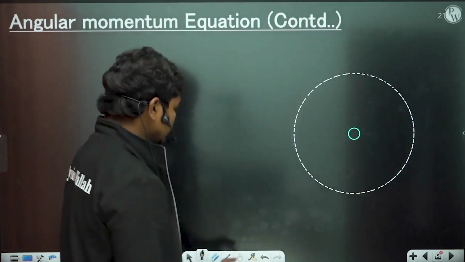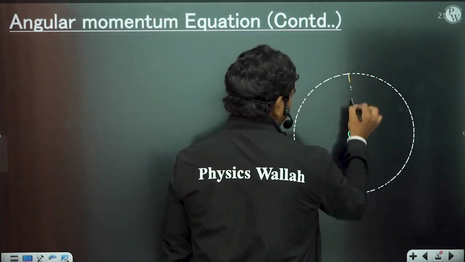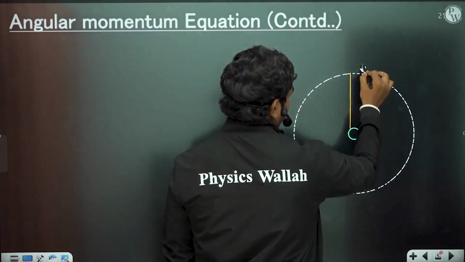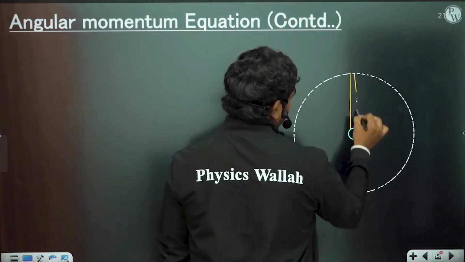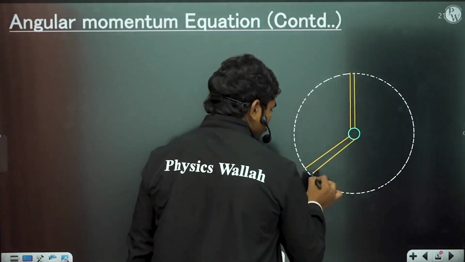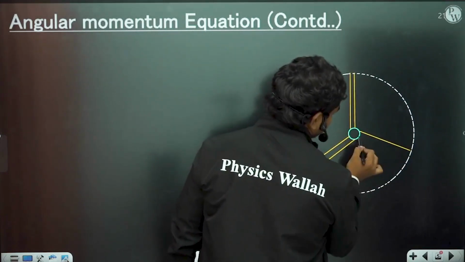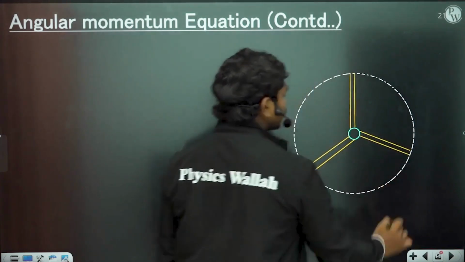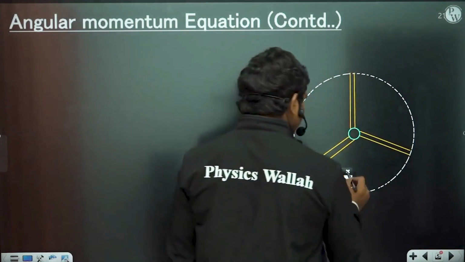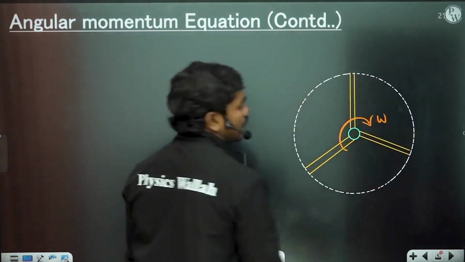Fine. So if this is the case, now let us suppose to this sprinkler we have three arms. One arm of the sprinkler, second arm for example, and let us suppose you have one more arm of the sprinkler. So let us suppose there is some sprinkler like this. Okay, so that this sprinkler is actually rotating. Now let us suppose this sprinkler is rotating in the clockwise direction at angular velocity omega.